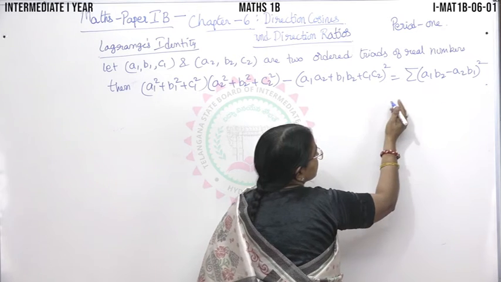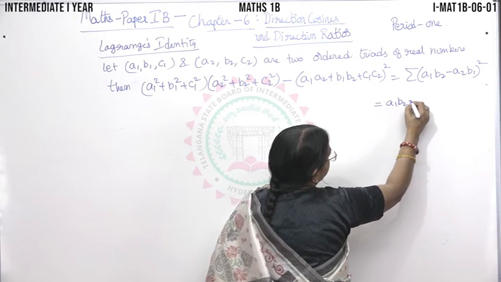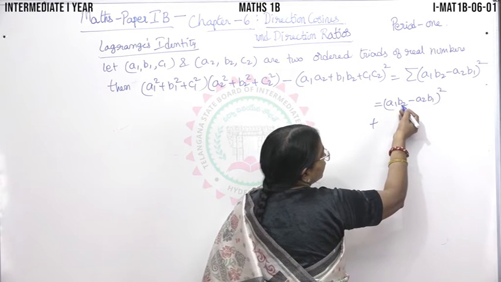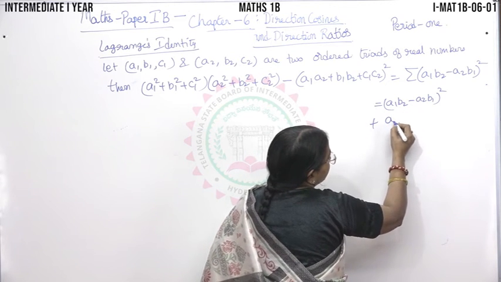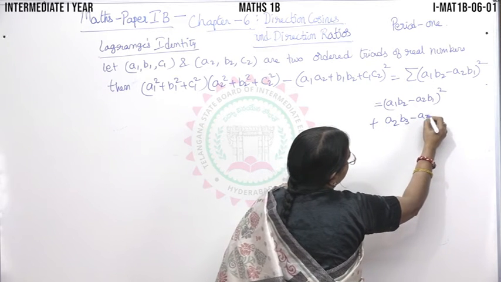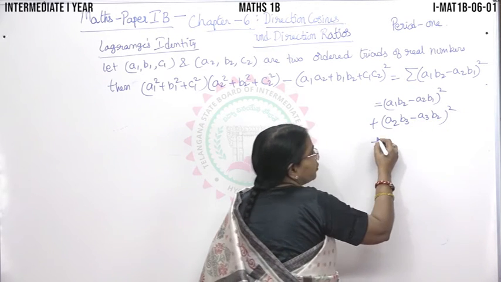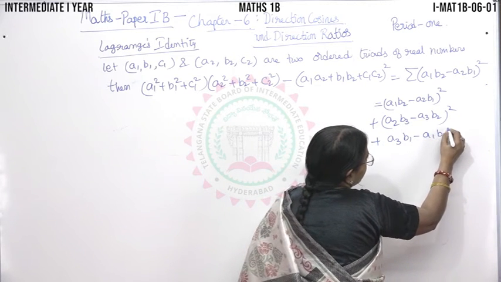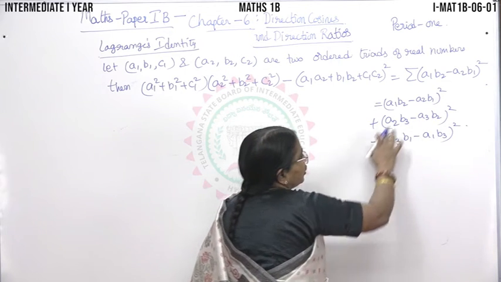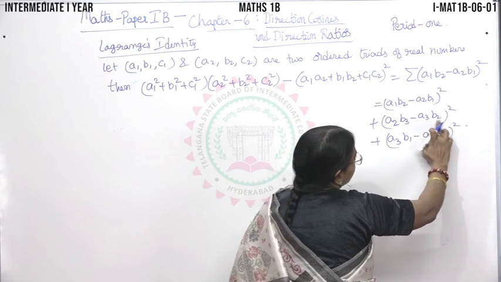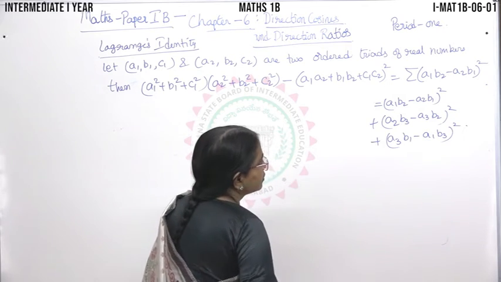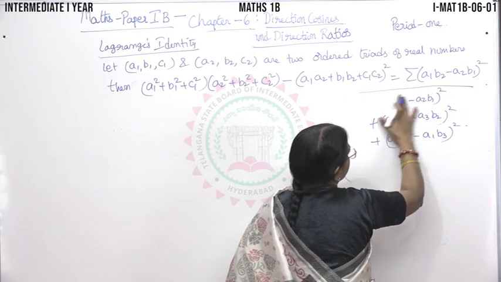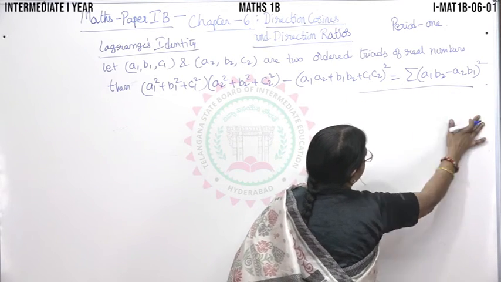Here sigma means it is (A1 B2 minus A2 B1) whole square plus the next one, where you replace 1 by 2 and 2 by 3: (A2 B3 minus A3 B2) whole square. Next again you replace 2 by 3 and 3 by 1, so it becomes (A3 B1 minus A1 B3) whole square. Like this, this is called Lagrange's identity. You learn only till here. This expansion is not necessary.